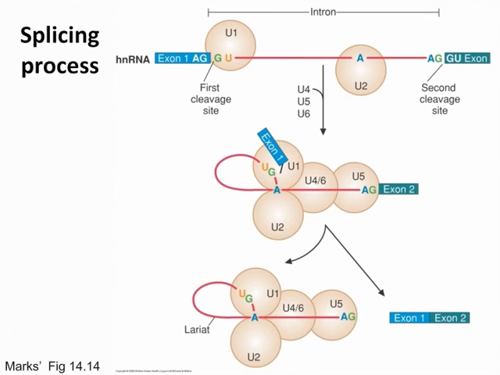So U1 is going to bind to GU. U2 is going to bind to an adenine nucleotide within the intron, and U1 is going to loop around and bind to that adenine nucleotide. At this point, the other snRNPs, U4, U5, and U6, are going to bind together, and they form this complex called the spliceosome. The spliceosome is going to remove your intron, and notice it's in a lariat form, so that's just going to be degraded. And then your exon 1 and 2 are going to be joined together.